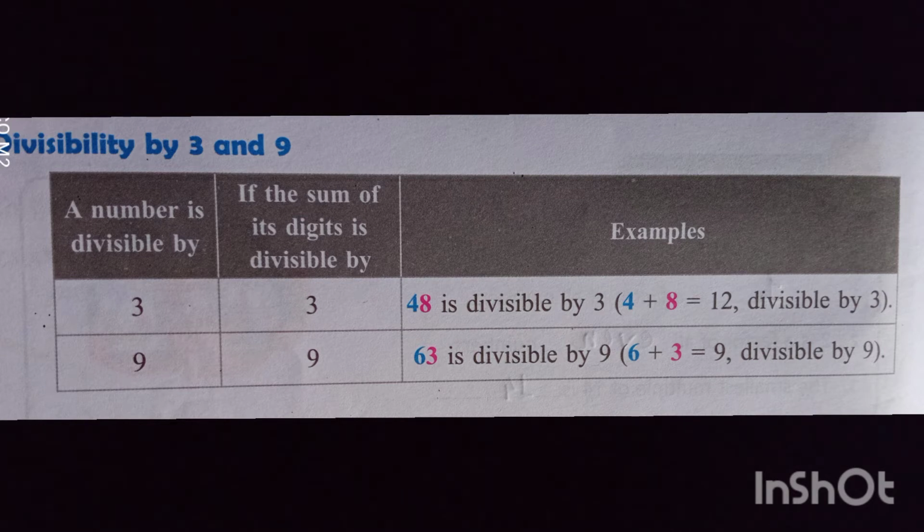Now look at the example, that is 63. In number 63, we have two digits. One is 6 and another is 3. And we know that 6 plus 3 is equal to 9. And we know that 9 ones are 9. That means 9 is divisible by 9, right? Therefore, the number 63 is divisible by 9. Got it?